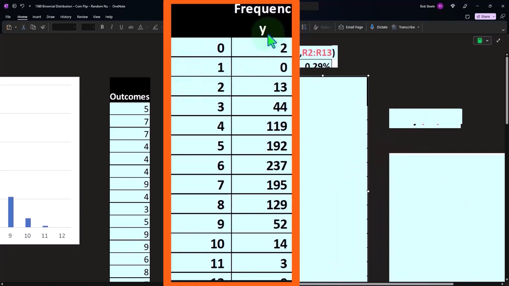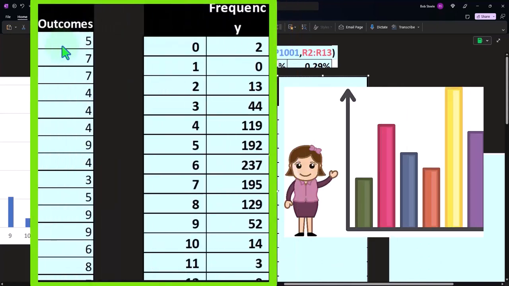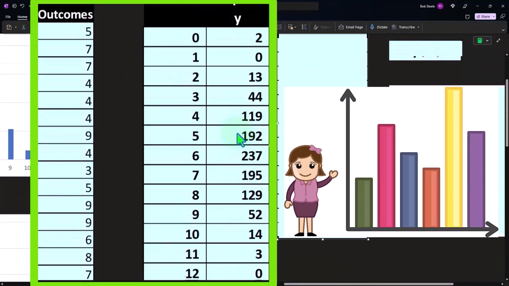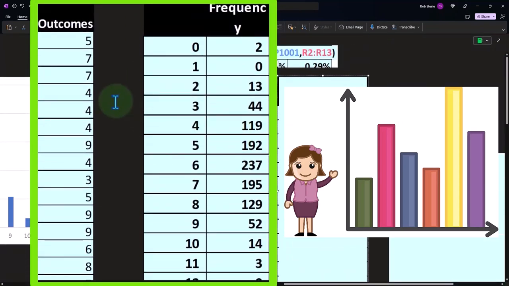We're using our frequency function, which is taking our outcomes here of 12 flip outcomes. I can't remember exactly how many, but we did it 1,000 times, 1,000 12-time flips. And we're saying out of 1,000 12-time flips, how many times did we get 0 out of 12? 2. Out of 1,000 12-time flips, we never got exactly one success or head. How many times did we get 2 successes or heads out of 12 when we flipped it 1,000 times? 13 times, and so on.